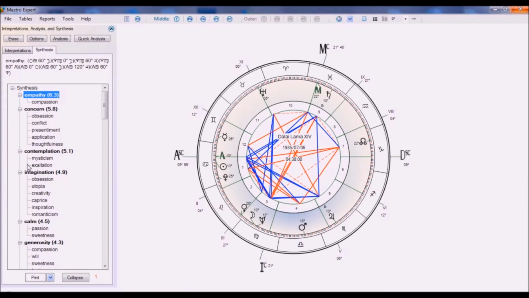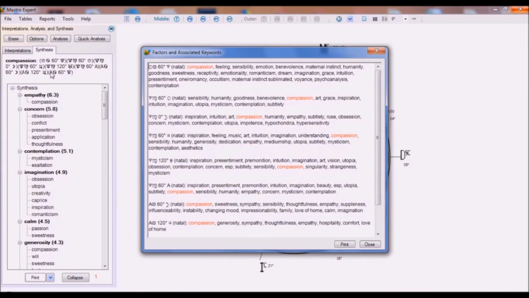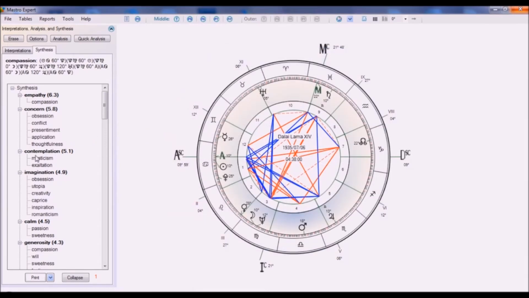Let's look at a few signatures. If you click on a keyword in the tree, say compassion, that keyword and its astrological signature will be displayed. The signature of a keyword is a set of astrological factors that include that keyword in their interpretations. If you click on the signature of the keyword, here compassion, the window Factors and Associated Keywords pops up, displaying all the factors of the signature with all their keywords, including the given one highlighted in red. Let's see another example. Mysticism.